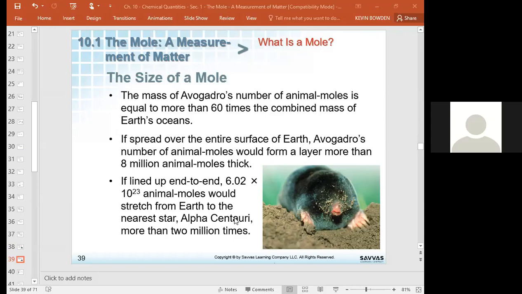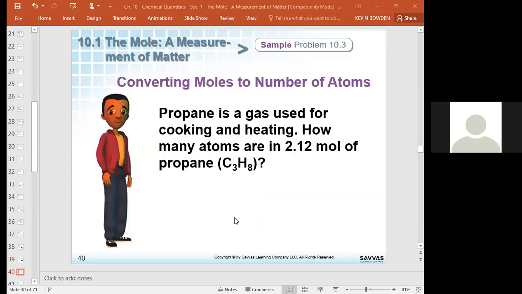2 million times. So imagine 2 million rows, okay, so like 1,000 by 2,000 rectangle of rows of moles from Earth all the way to Alpha Centauri. It's just a ridiculous thing you can't really picture. All right, so enough of those animal moles.